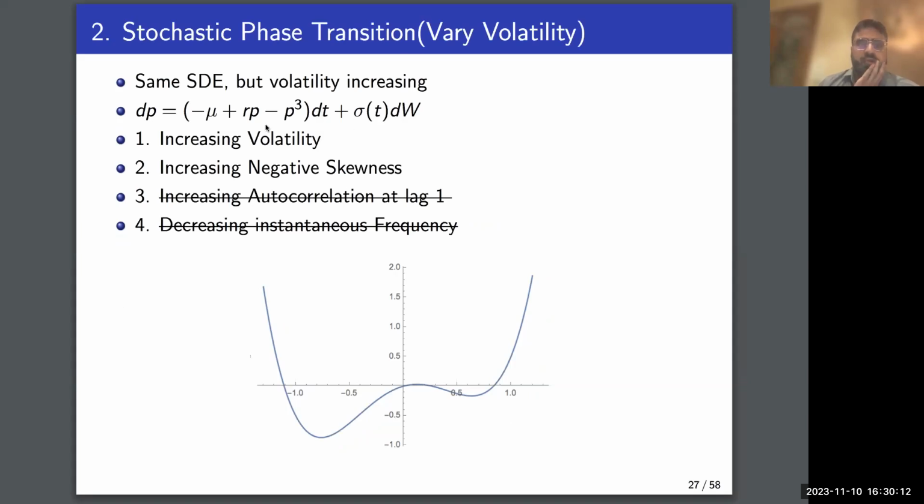Now we can also have our drift term constant, our potential constant, but our volatility increasing, right? And this has the early warning signals, such as, obviously by definition, increasing volatility, but you also have increasing negative skewness, or positive skewness in case mu is negative, where as the price moves more and more, it can sense out more and more the asymmetry of the potential. But you do not see the other early warning signals of the crash, which is increasing autocorrelation at lag 1 or decreasing instantaneous frequency.